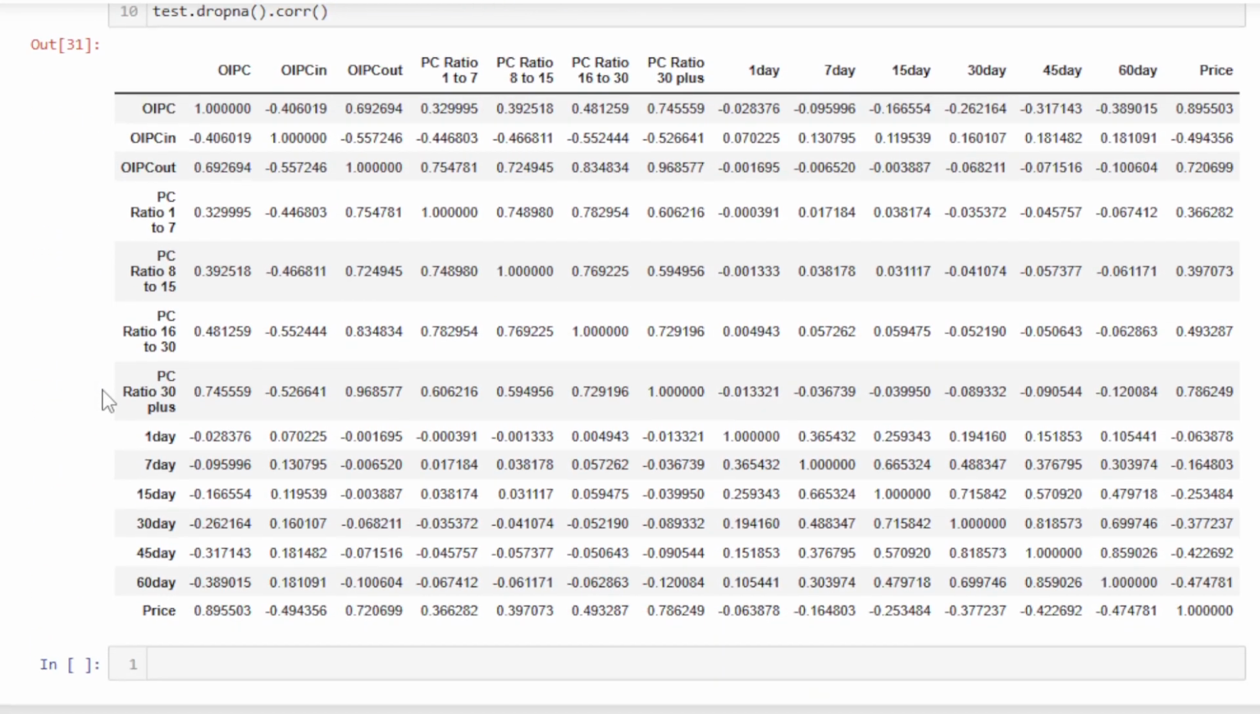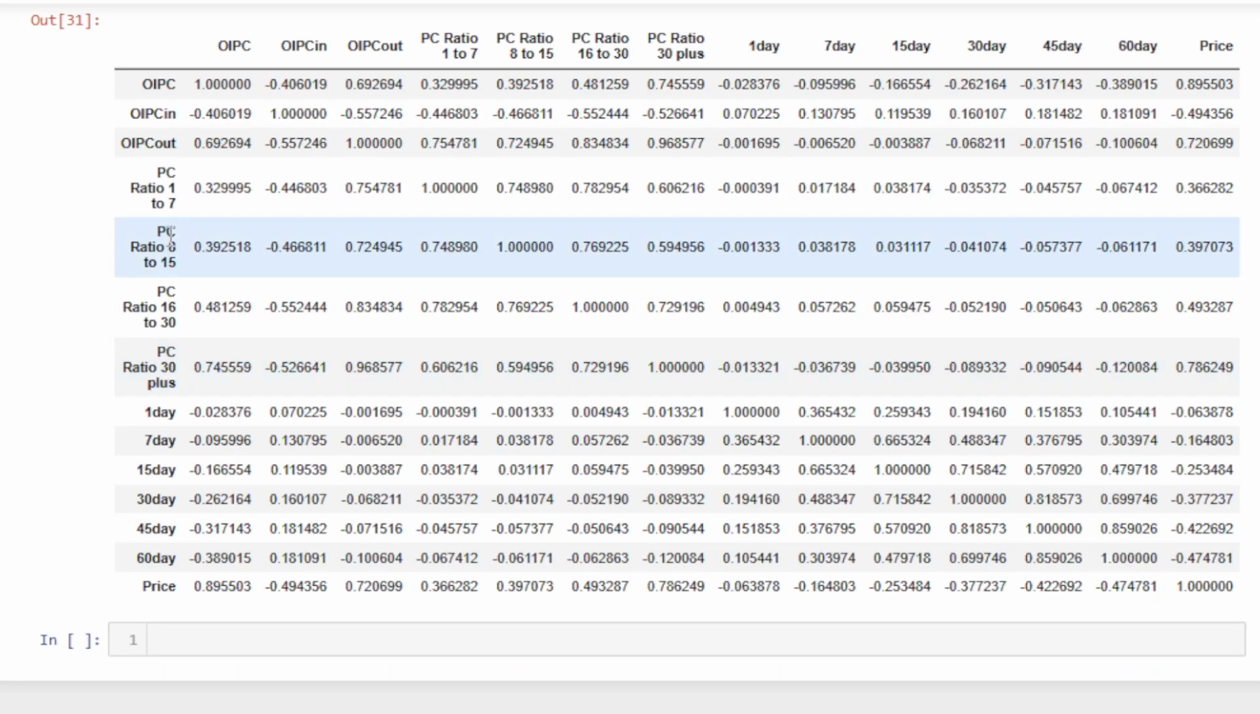And we look at the correlation table here. We can see 1 to 7 days, pretty poor predictor. Grabbing those options for 8 to 15 days, pretty poor. 16 to 30, 1 day out to 60, pretty poor. And then 60 and greater, still pretty poor across the board.